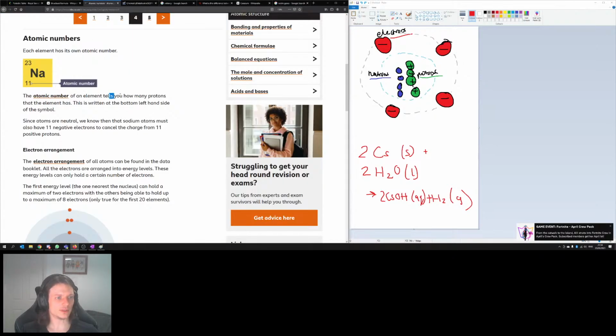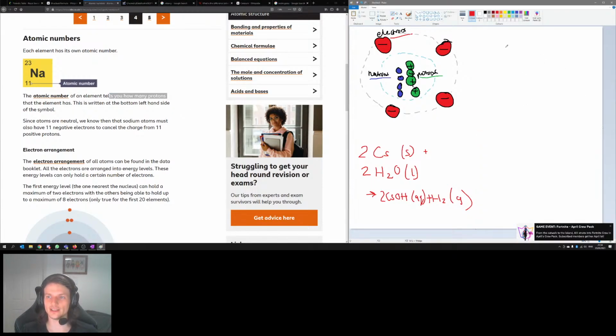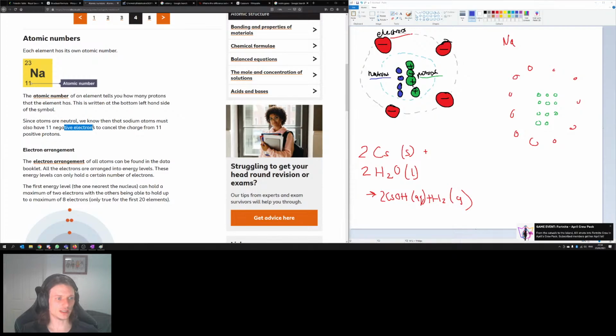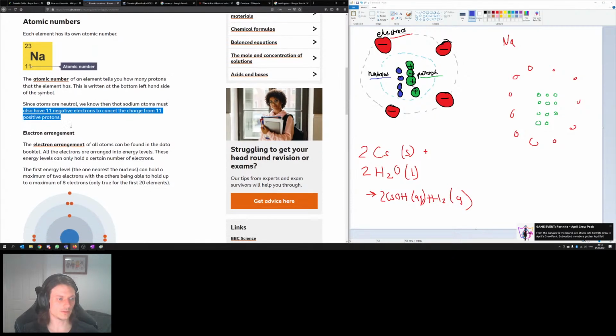The atomic number of an element tells you how many protons that element has. So let's just try and draw that. Na is going to have 11 protons. That means 1, 2, 3, 4, 5, 6, 7, 8, 9, 10, 11. That means it's going to have 11 electrons. And it's going to have some number of neutrons. So 11 negative electrons to cancel the charge from 11 positive protons.